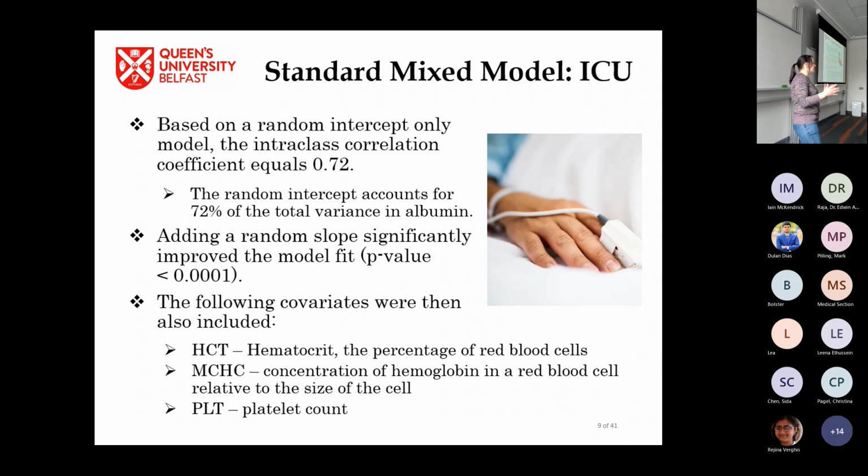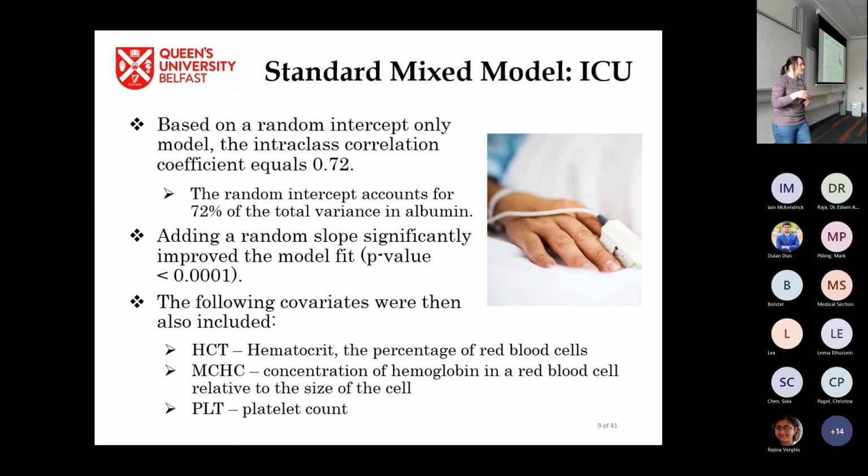So we're going to look initially at just a random intercept only model, add in a random slope, and then add in our covariates. We're essentially testing whether we need these random effects within the model to account for the cluster. Doing this for the ICU data set, looking at the albumin, once we include our random intercept term, we see that 72% of the total variation is accounted for just by including that random intercept term. So essentially we're saying that each individual's initial values are different across the population, which is what we would expect.